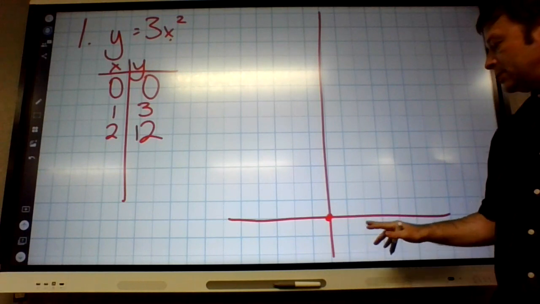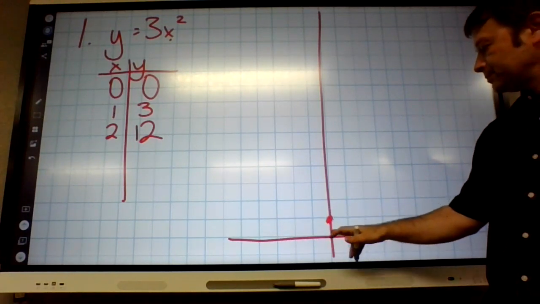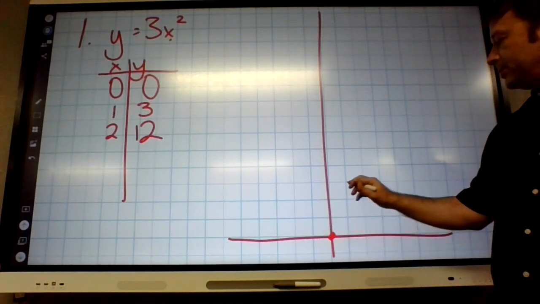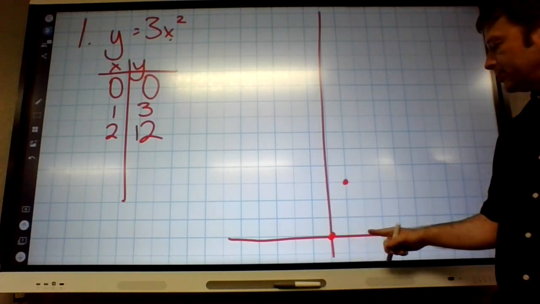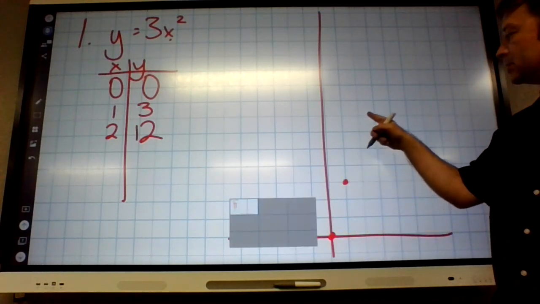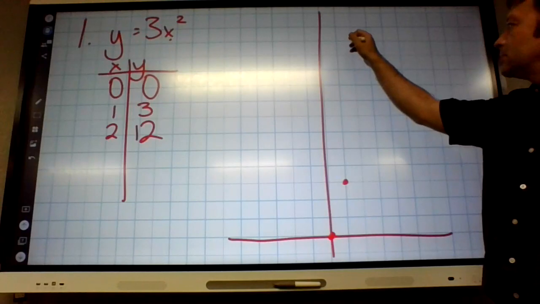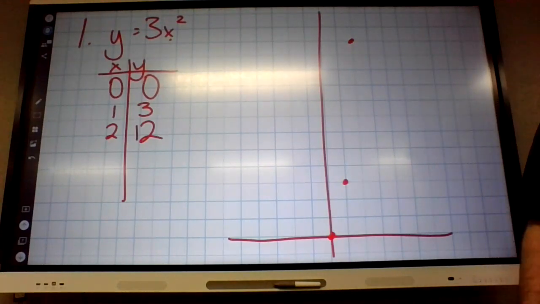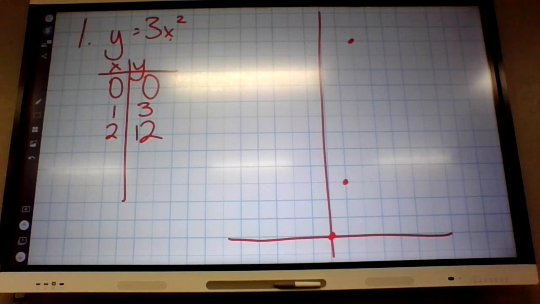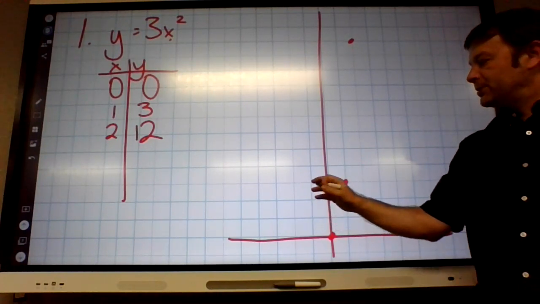Okay, 0, 0, 1, 3, 2, 12. Okay, then what did we do at this point? Flip it over. We did the mirror points over on the other side.